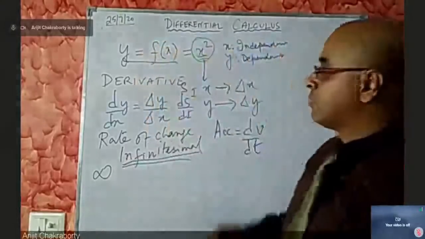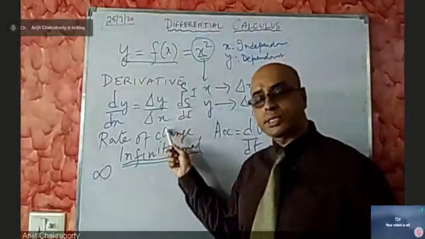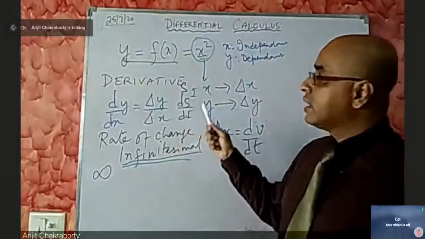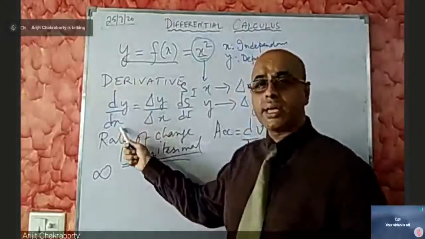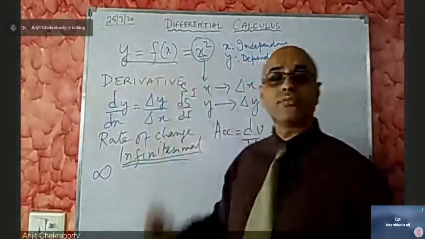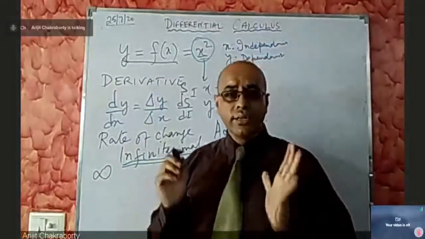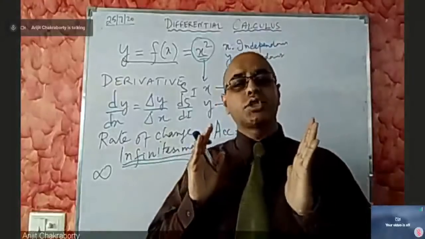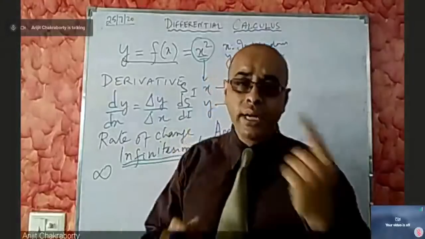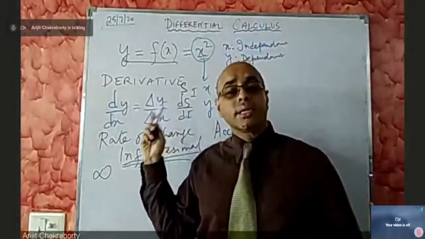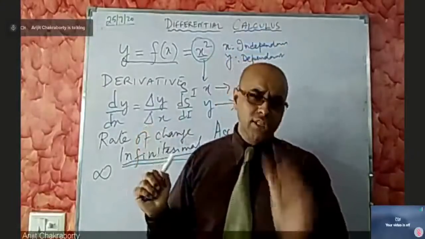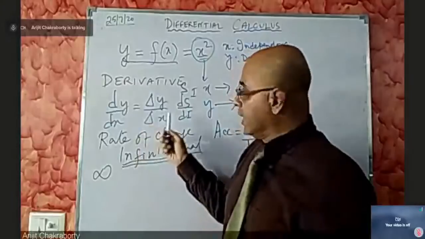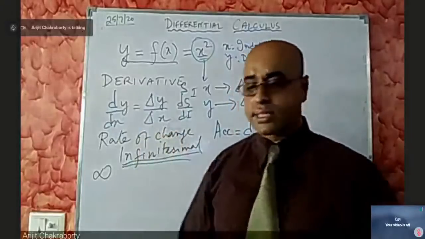So basically, please remember it is delta y by delta x, and it is denoted by dy by dx, where y is a function of x, and derivative measures the rate of change in the dependent variable, that is y, as a result of a change, a very small change of course, in the independent variable, that is x.